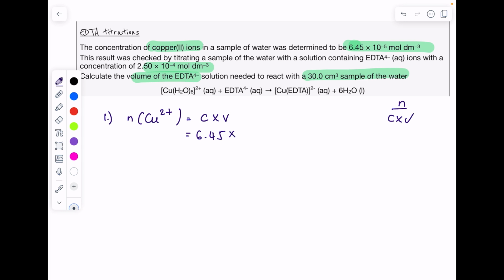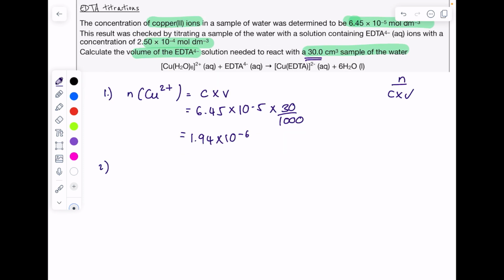So just pulling these numbers from the question, just make sure that 30 centimeters cubed is converted to decimeters cubed to get a number of moles of 1.94 times 10 to the minus 6. We're now going to use stoichiometry to determine the moles of EDTA4- needed to react fully with the copper 2 ions.